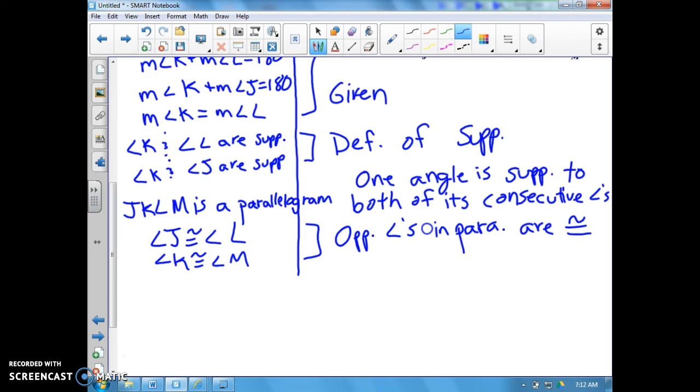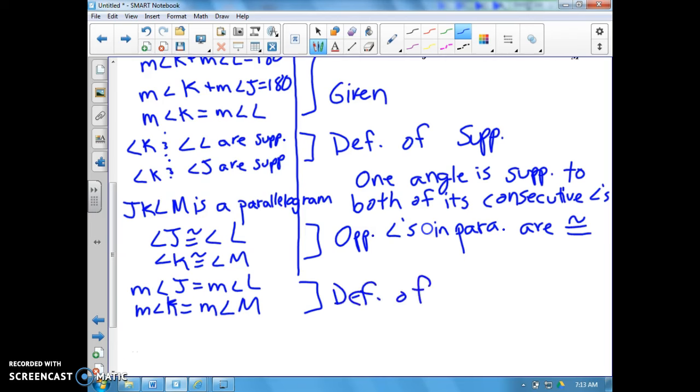We also know, therefore, that their measures are congruent. Measure of angle J equals measure of angle L. Measure of angle K equals measure of angle M. Definition of congruent. Now, I converted back into equals because I see I've got addition equations way up here that I'm going to have to use. Now, let's do some fancy math, shall we?